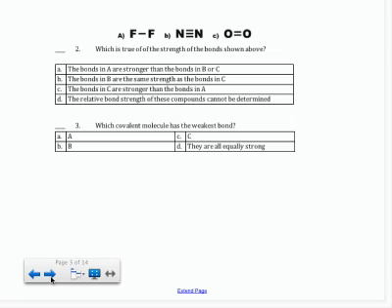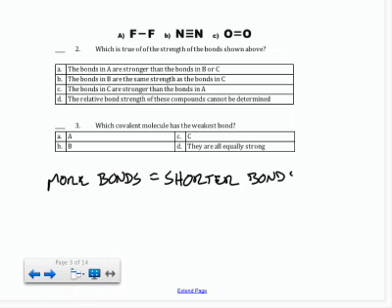Okay, which of the following is true of the strength of the bonds shown above? So we've got a single, a double, and a triple bond here, and we want to remember that the more bonds there are, the stronger and the shorter they are. Okay, so the more bonds there are, the shorter they get.